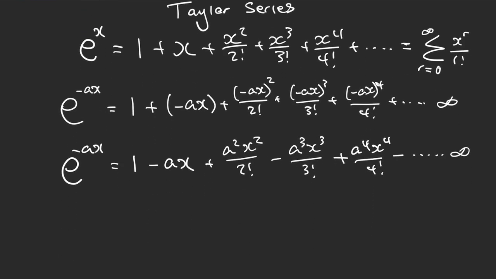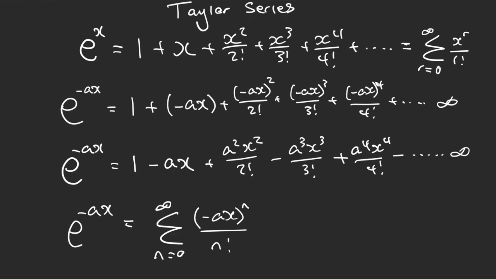Well, let's condense this a little bit, and let's go ahead now and write this as a sum. So we've got e to the negative ax is equal to the sum from r equals 0. Actually, I don't like using r, I'm going to use the letter n. n equals 0, all the way off into infinity, of negative ax to the power of n over n factorial. Okay, brilliant. So we can go ahead and replace that in our integral now.